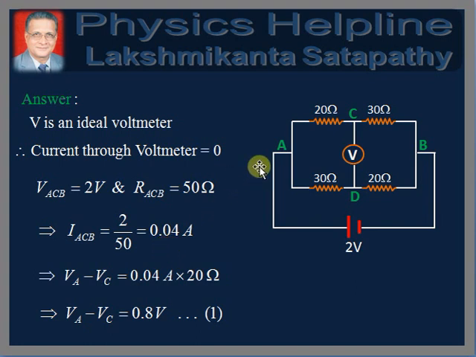Now, we want to calculate the potential difference across the points A and C. So, VA minus VC is equal to the current through that branch, 0.04 amperes, multiplied by the resistance between A and C, which is 20 ohms. So, 0.04 amperes into 20 ohms gives VA minus VC is equal to 0.8 volts.